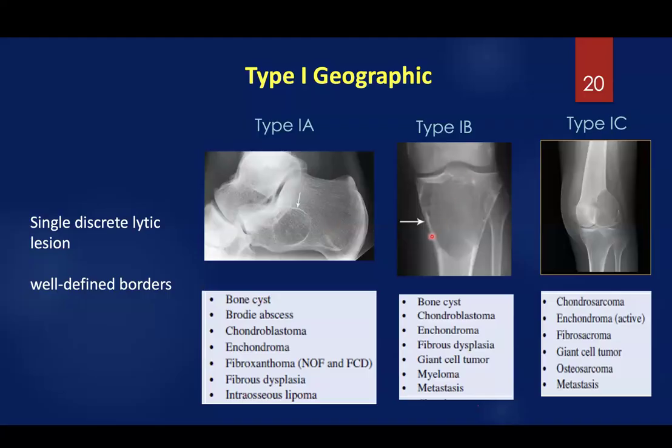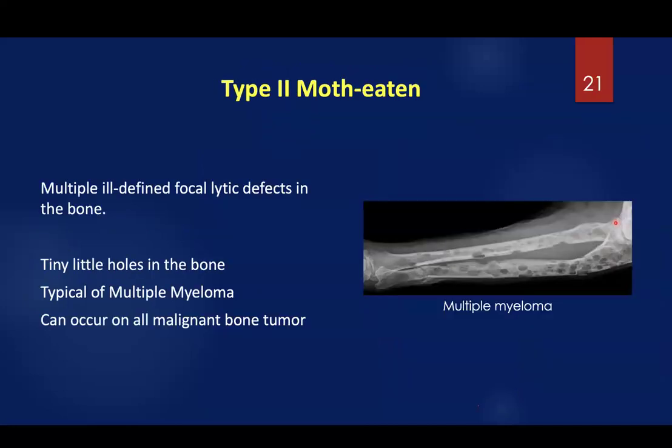While this is type 2B, which is a lesion with no surrounding rim, it's very geographic. I can draw the borders of the region here very nicely, and it is very geographic, but there is no sclerotic rim around it. So this is type 1B. And this is type 1C, where the lesion is geographic, but expanding the cortex beyond the normal cortical boundaries. And we'll talk more about this.